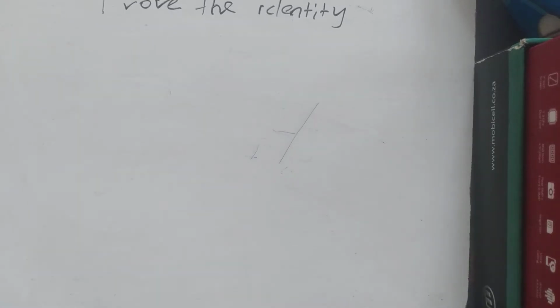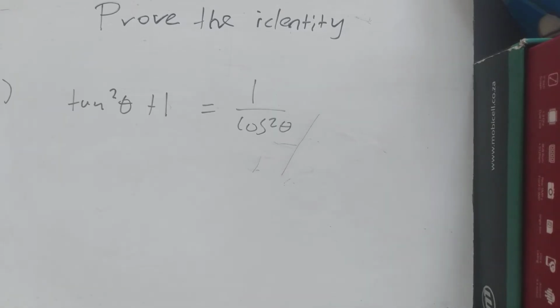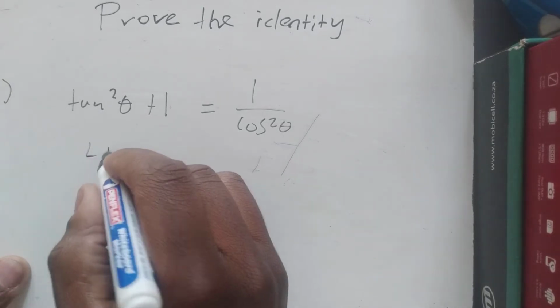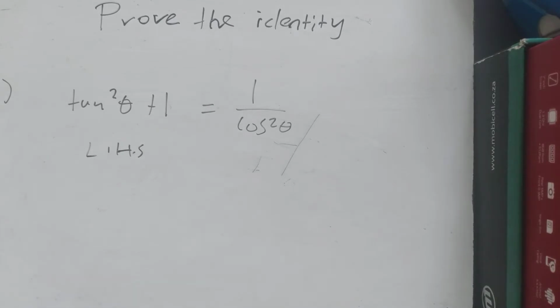So for every question that I will post, just pause the video and attempt it, and then you can just play the video and compare your solutions. So here we're told to prove the identities, and of course we'll choose the more complicated side, the left hand side. Proving the identities is easier because the answer is already given, right?